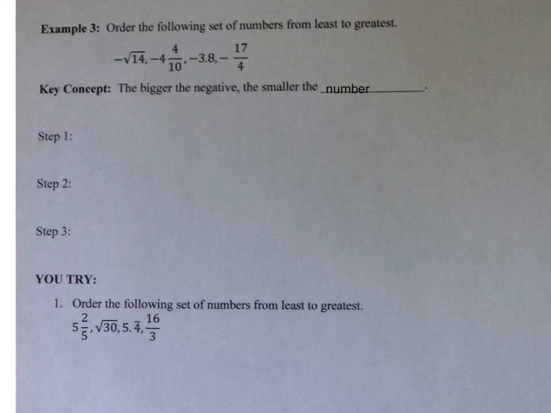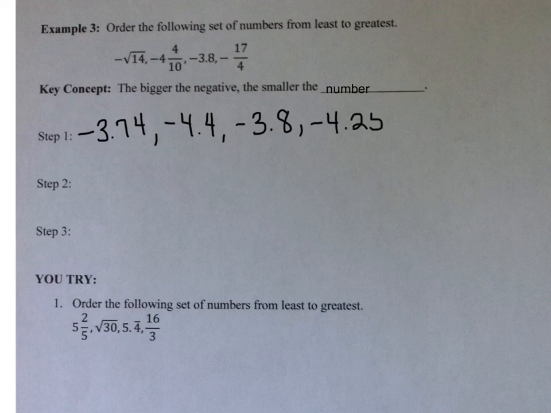Step 1, you want to convert each number into decimal form. So we have negative square root of 14. That's going to give you negative 3.74. Then you have negative 4 4/10. That's negative 4.4. Next you have negative 3.8, which is already in decimal form. And then lastly, negative 17 over 4. 17 divided by 4 is going to give you negative 4.25.